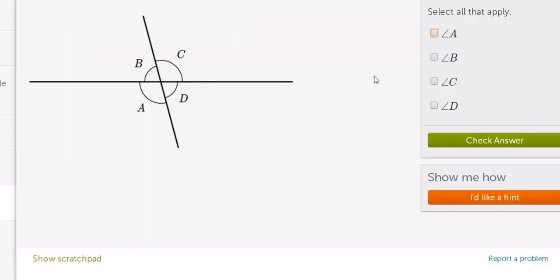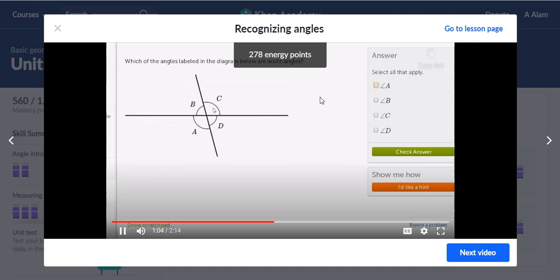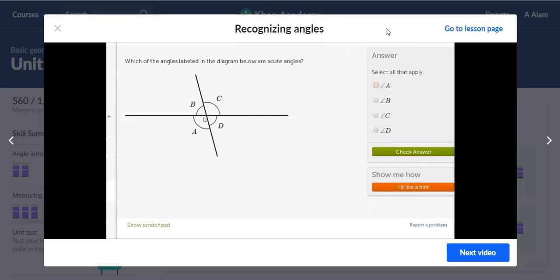Which of the angles labeled in the diagram below are acute angles? So just as a reminder, an acute angle is less than 90 degrees. So let's see. A and C both look larger than 90 degrees, but B and D both look less than 90 degrees. So I'll go with B and D are the acute angles here.